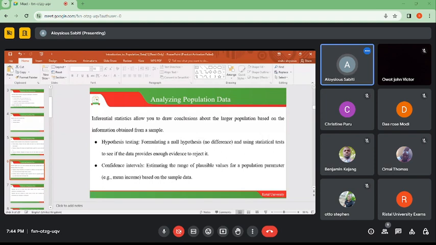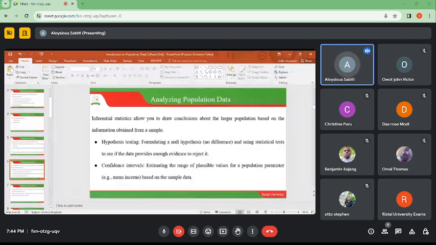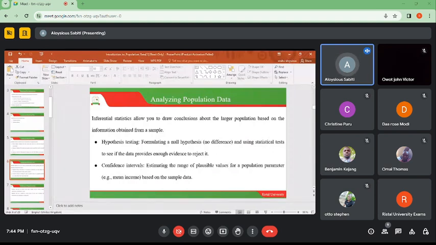From descriptive statistics, you can use what we call inferential statistics. And this allows you to draw conclusions about the larger population based on the information obtained from a sample. And I think when we were doing reproductive health issues, we tackled some of these basic statistics terms. So probably they are not new terms to you as of now. However, the two key inferential statistics include hypothesis testing, where we formulate a null hypothesis using the statistical tests and see if the data provides enough evidence to reject it.